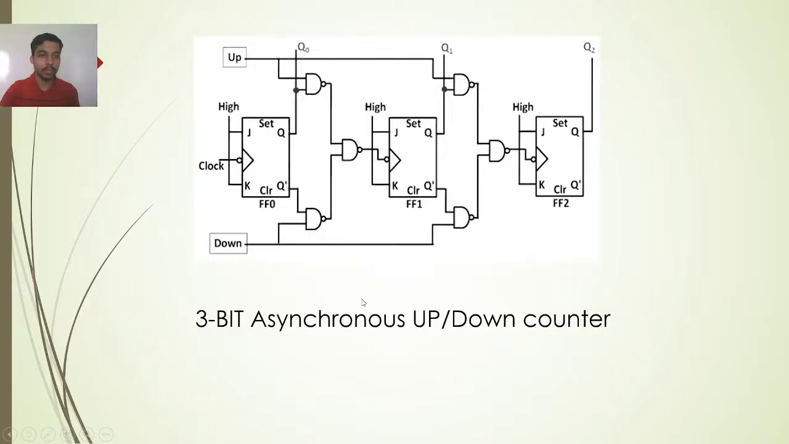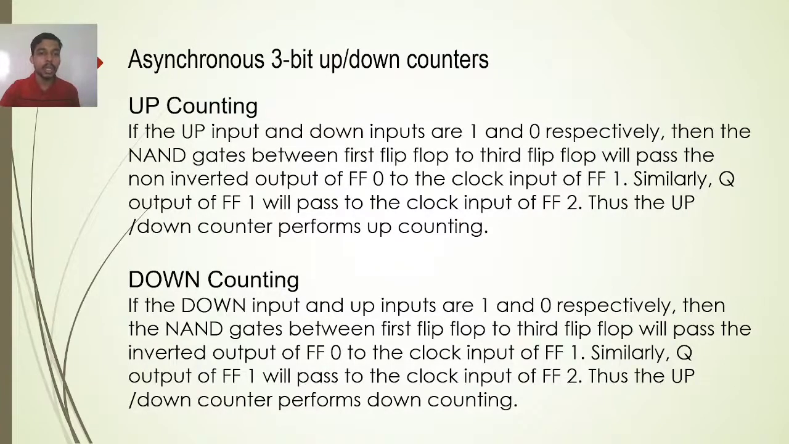We have used the JK flip-flop. Now for the down counting, if the down input and the up input are 1 and 0 respectively, then the NAND gates between the first flip-flop to third flip-flop will pass the inverted output of flip-flop 0 to the clock input of flip-flop 1. Similarly, the Q output of flip-flop 1 will pass to the clock input of flip-flop 2. Thus, the up and down counter performs the down counting.